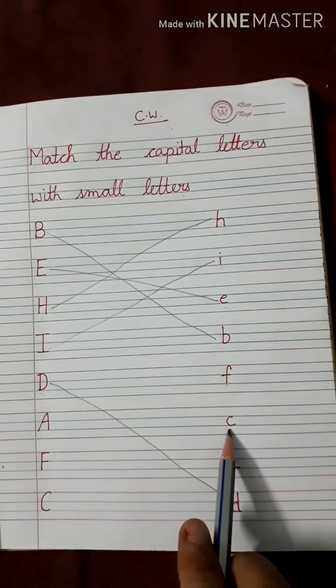Now last letter, which letter is this? Capital C. Now we will search, where is small c? Yes, it is small c. Now we will match capital C to small c. Match it. Okay students, our matching is complete.